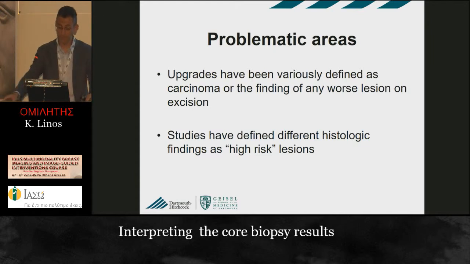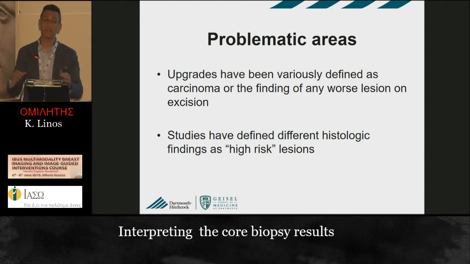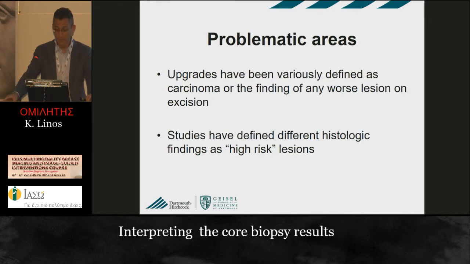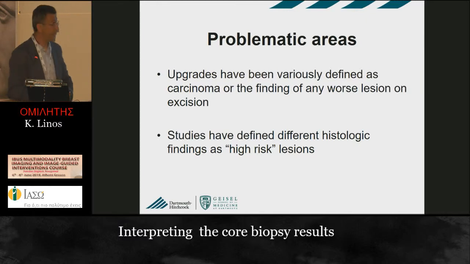Other literature defines an upgrade as a worse lesion on excision. What I mean by that is, if you get a diagnosis of flat epithelial atypia on core needle biopsy and then a diagnosis of atypical ductal hyperplasia on the excision, some studies will define this as an upgrade, despite the fact that there is no invasive carcinoma there. Again, studies have defined different histologic findings as high-risk lesions, and the definition differs between radiology and pathology literature. So you can already see from a few slides that there are a lot of problematic areas in assessing this.